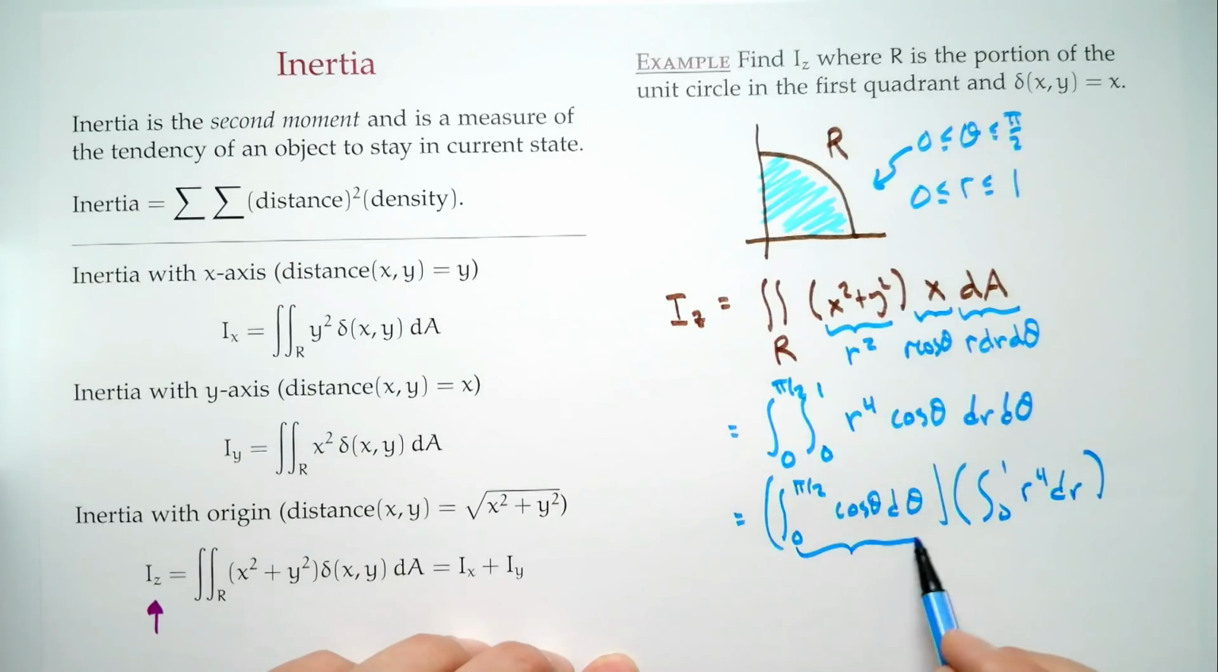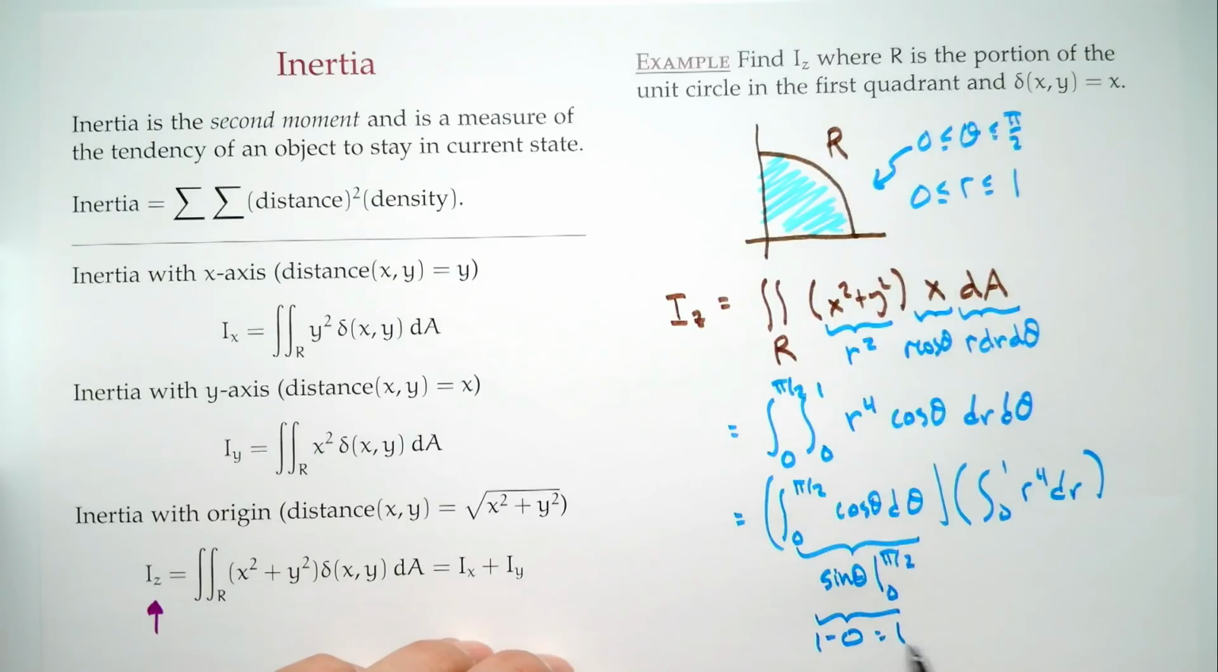What's the integral of cosine? Sine. Evaluate it from 0 to pi halves. Sine of pi halves? 1. Sine of 0? 0. So this turns out to be 0. Oh, sorry, 1 minus 0, which is 1. Well, I was nervous for a second there.